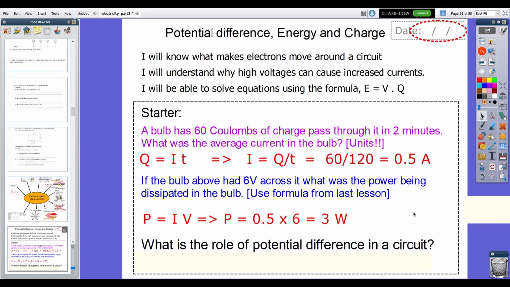Well, there's no specific answer here. This is leading into the next part of the lesson. But I suppose the role of the potential difference, you could think of it as really driving the electrons or pushing the electrons around the circuit. We're going to explain in the next stage of the lesson exactly what it means, potential difference. So let's move on.